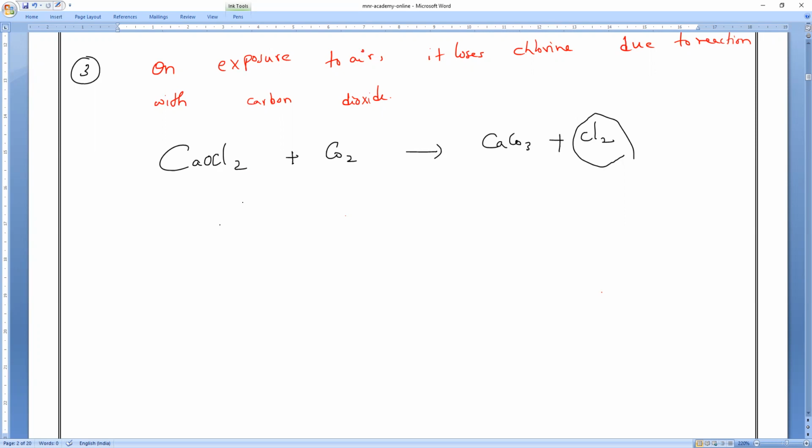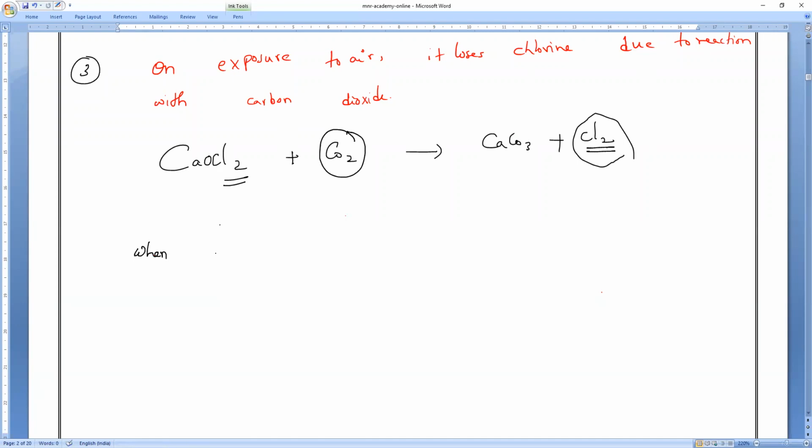Next, properties of bleaching powder. On exposing to the air, it will lose its chlorine due to the reaction with carbon dioxide. Next, when bleaching powder is treated with acids, can you tell me the equations? We get chlorine gas when it reacts with carbon dioxide, but it is released faster only when treated with acid. Understanding? So that is the specification.